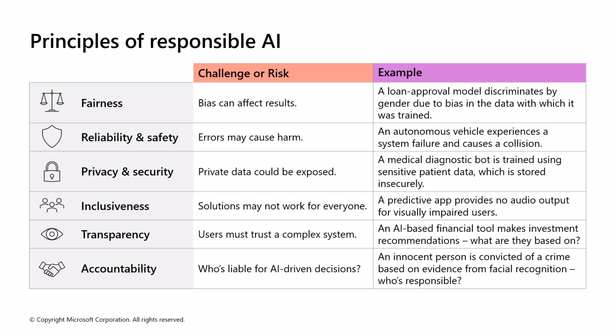Now, people should be accountable for AI systems. Designers and developers of AI-based solutions should work within a framework of governance and organizational principles that ensure that the solution meets ethical and legal standards that are clearly defined. So it's very important that you don't use an AI system irresponsibly. For example, you have an innocent person who is convicted of a crime based on evidence from facial recognition. So, who is responsible? Somebody will be liable for AI-driven decisions.